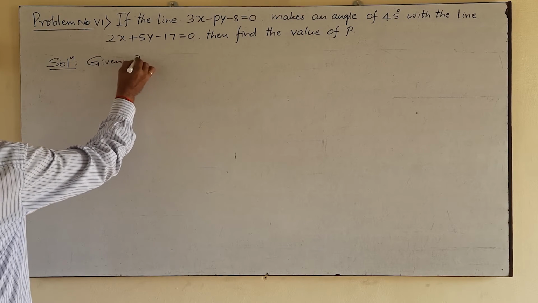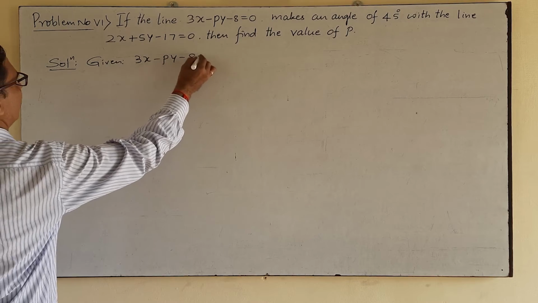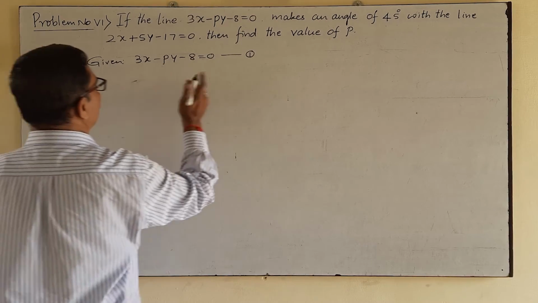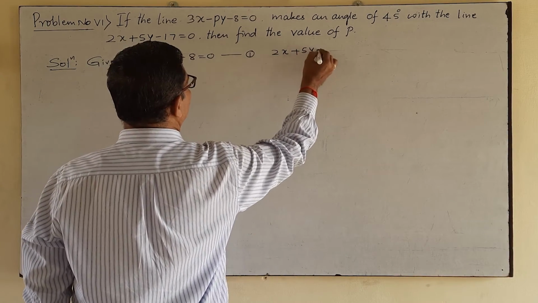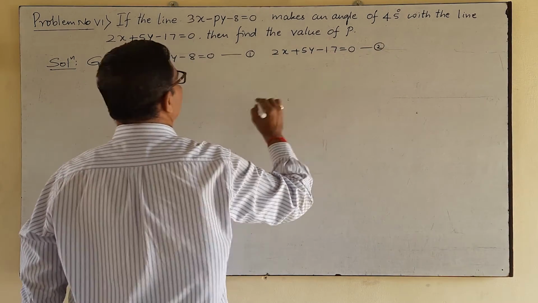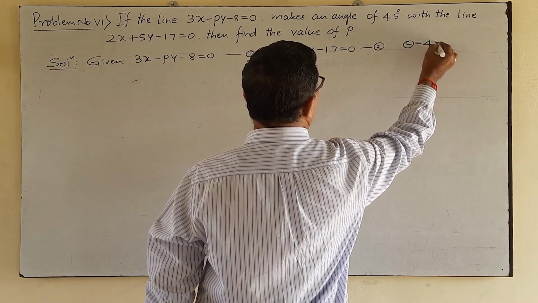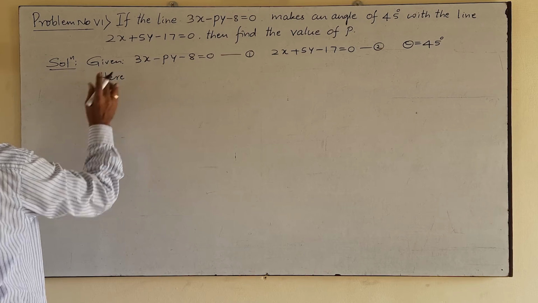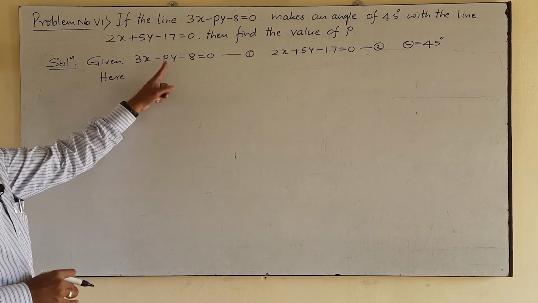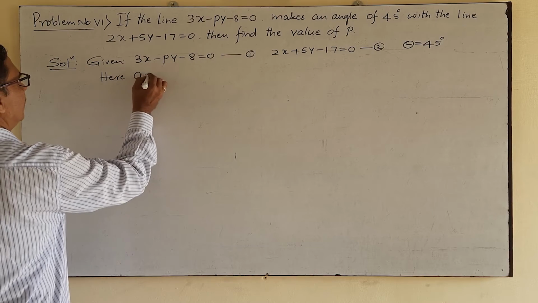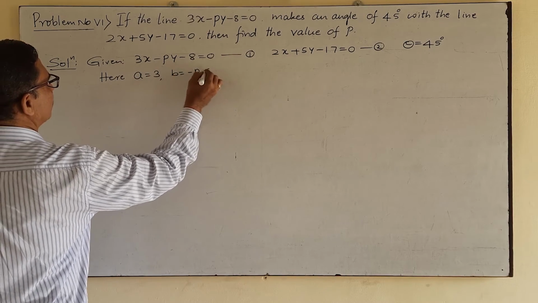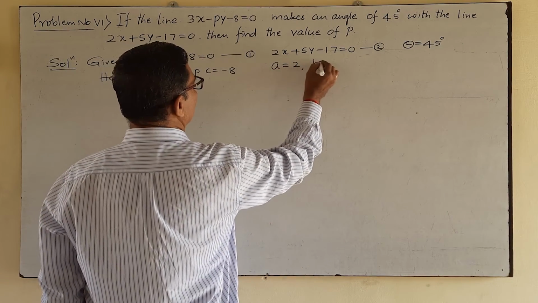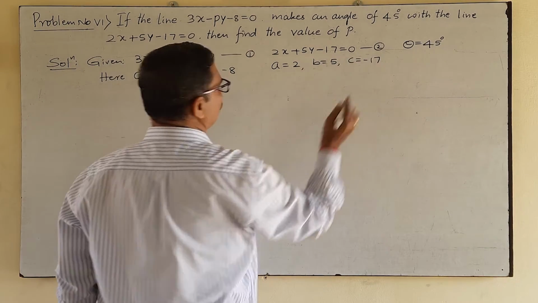Now here, the given data: first line 3x minus py minus 8 is equal to 0. Second line 2x plus 5y minus 17 is equal to 0. And the theta value is given as 45 degrees. Okay. Now clearly it is in the general form of the equation of a line, ax plus by plus c. Here a value 3, b value minus p, c value minus 8. Whereas for line 2, a value 2, b value 5, c value minus 17.